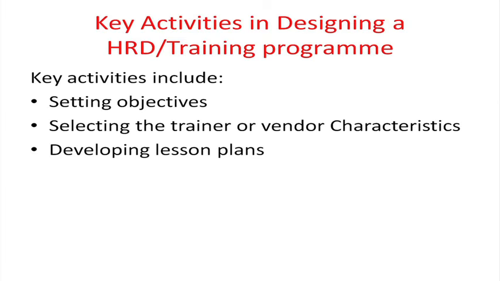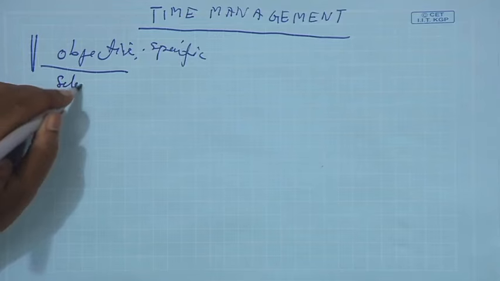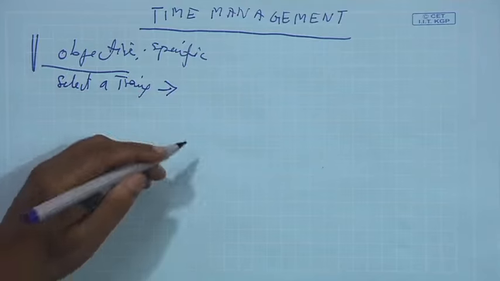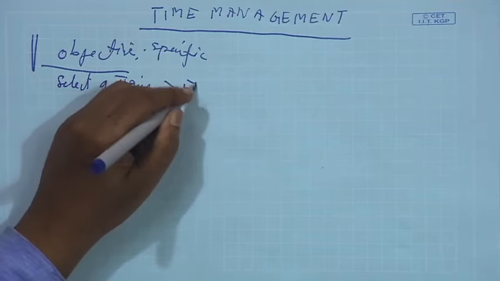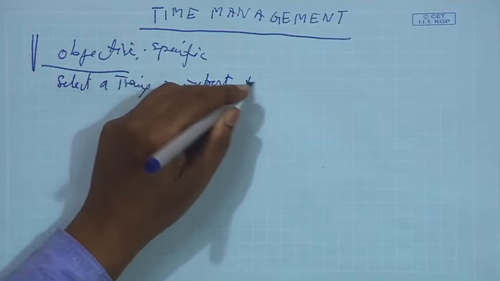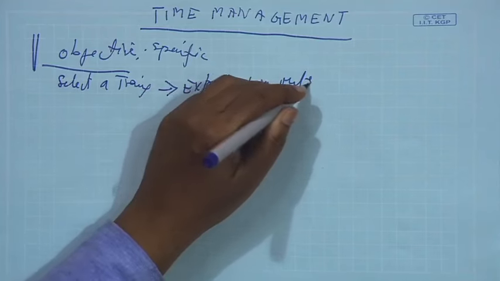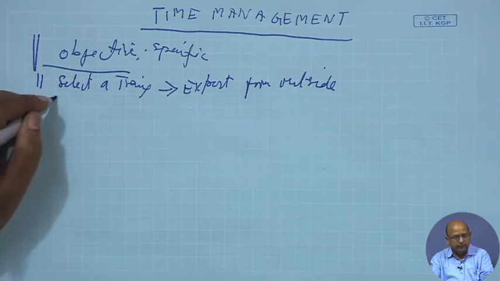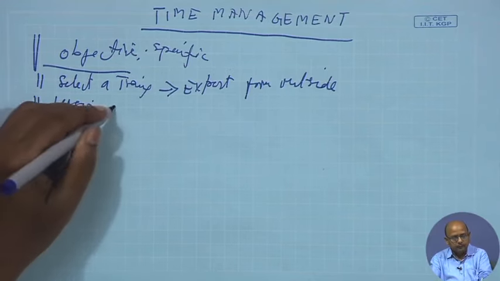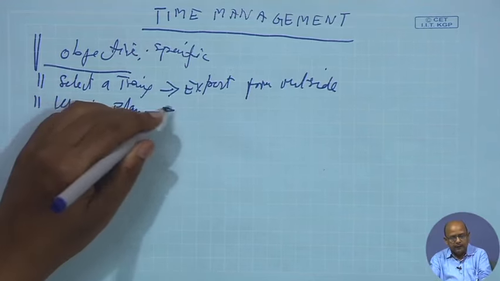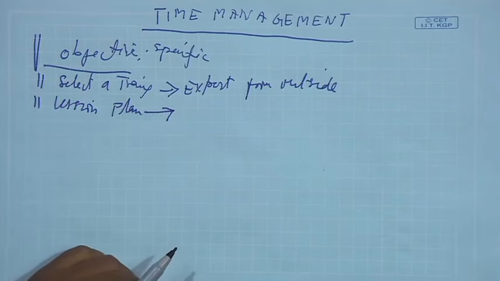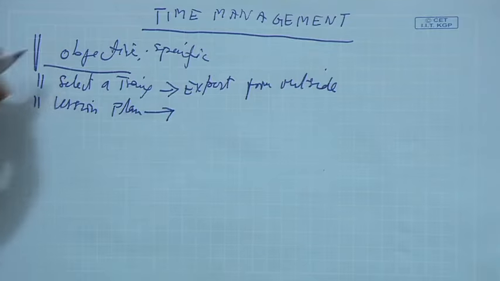For example, once you have identified the objectives, then you are going to select a trainer, and you decide that okay, you are going to call an expert on time management from outside. Next, the next activity is that you are going to develop a lesson plan. Lesson plan means the activities that you are going to cover in a program, and it depends upon the duration. So, suppose it is a 1-day program.